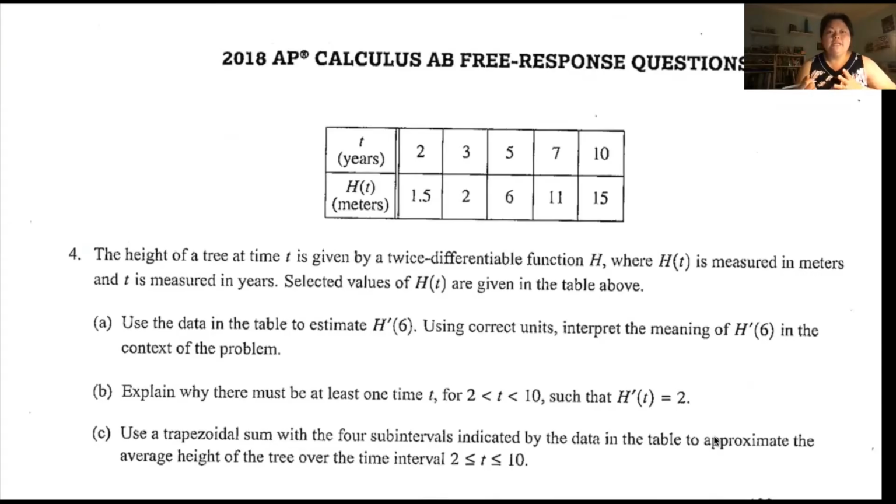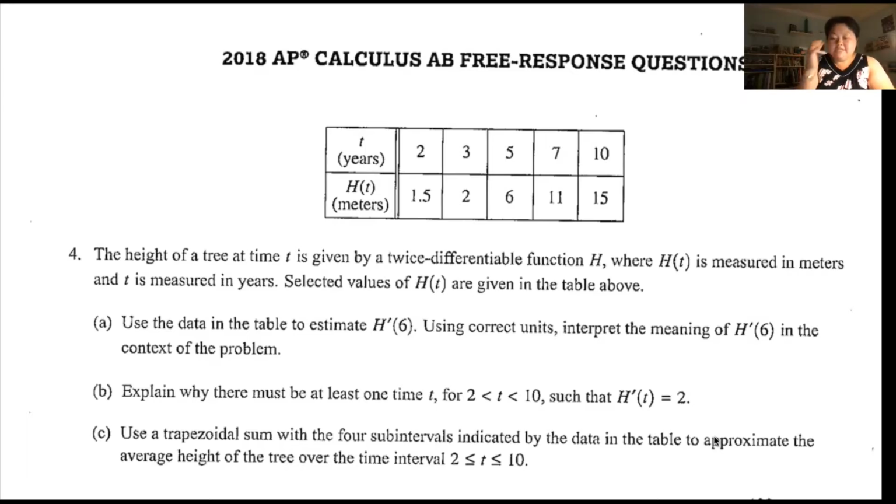Okay, so this is 2018 FRQ number 4, and it says the height of the tree at time t is given by a twice differentiable function h, where h of t is measured in meters and t is measured in years. Select values of h of t are given in the table above. Use the data to estimate h prime of 6 using correct units. Interpret the meaning of h prime of 6 in the context of the problem.